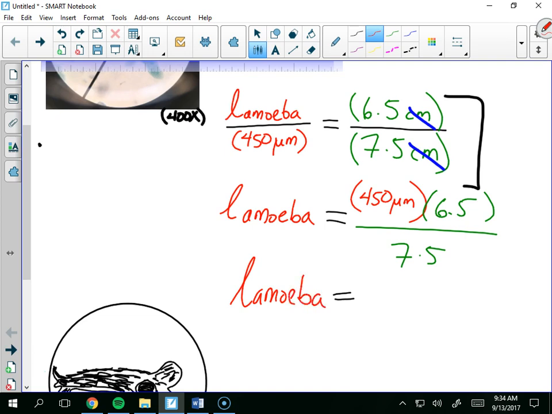So the length of my amoeba from one end to the other, as long as I can get it, like the maximum length this amoeba has stretched itself, is really what we're asking. We're going to round off to the nearest micron, so 390 is what it comes out to.